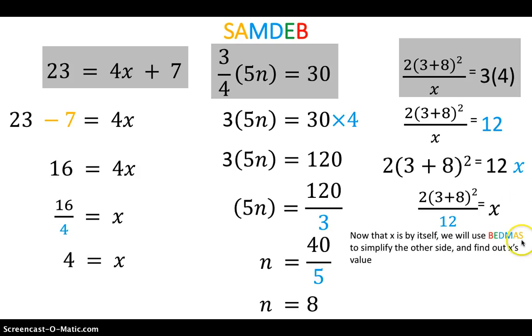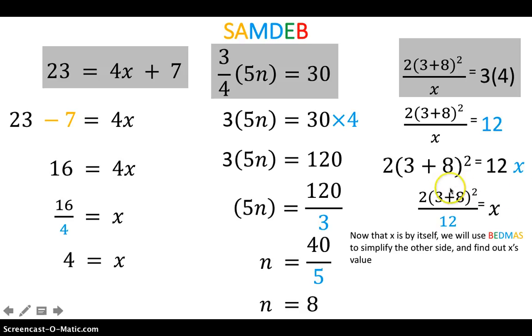So because x is by itself, now this question that I was using SAMDEB to solve, I'm now ready to use BEDMAS with, because the thing I'm looking for is by itself in the equation. So whenever the variable is by itself, you use BEDMAS. Okay. So we go ahead and use BEDMAS.